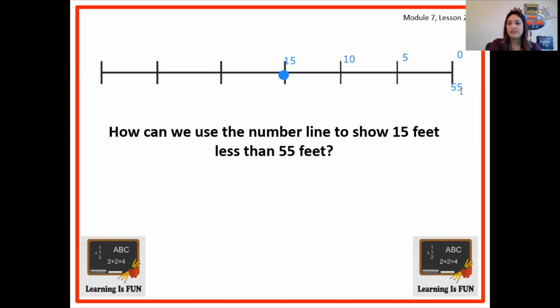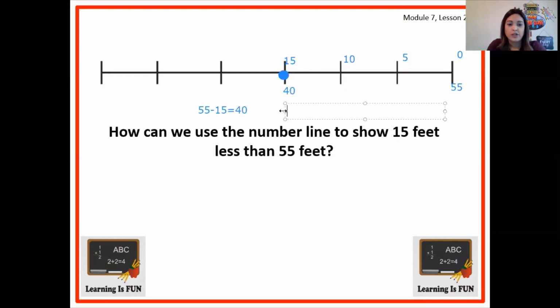So again, we go back to 55. We have to come back. So start at 55. If we take 5, that gives us 50, 45, and 40. So that means that 15 feet less than 55 is 40. So let's go ahead and write our number sentence. That would be 55 minus 15 equals 40.